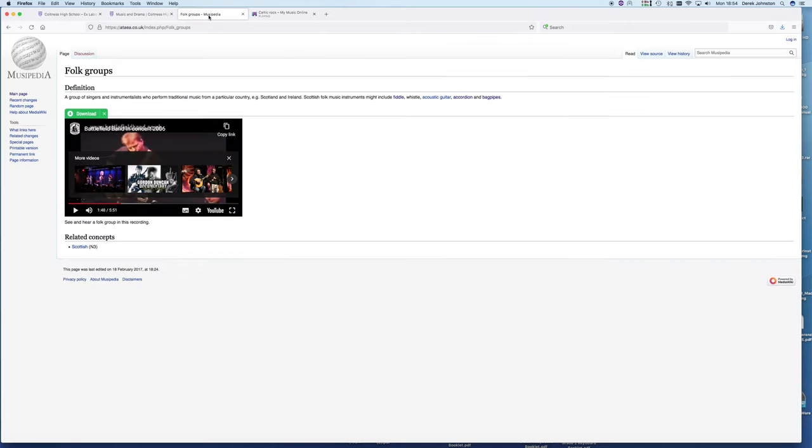Alright, so that's possibly not the best example of a folk group, because that's very similar to Celtic rock. So again, maybe do some more research. You can go on YouTube and type in folk groups. It's the type of thing you hear if you go to a ceilidh.